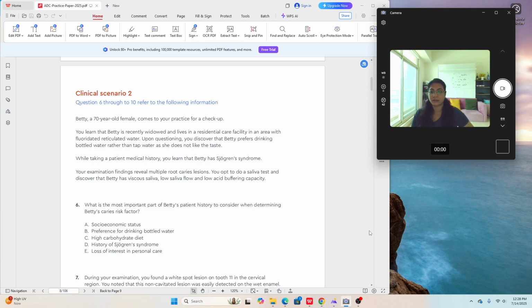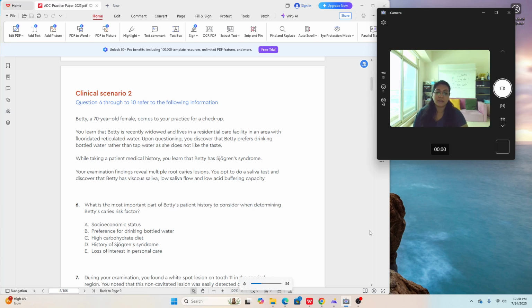While taking a patient medical history, you learn that Betty has Sjogren syndrome. What is that syndrome? Decreased salivation. There can be decreased secretions in the eye as well, but mostly it is decreased salivation, and there are other problems with the salivary glands, but our main concern is decreased salivary production. Your examination findings reveal multiple root carious lesions. You opt to do a saliva test and discover that Betty has viscous saliva.